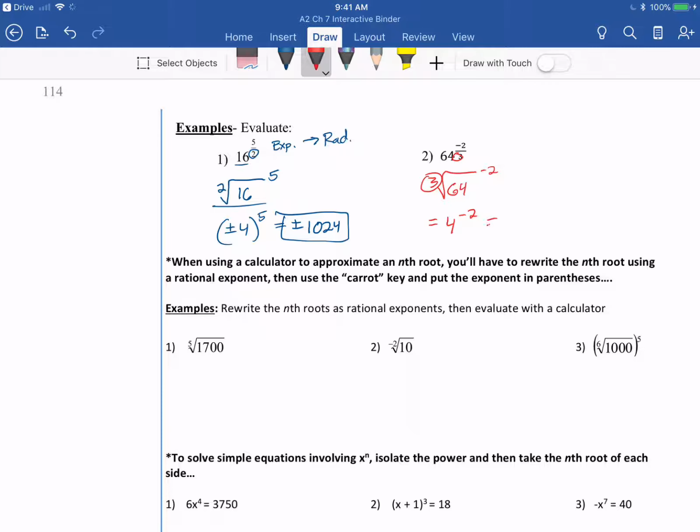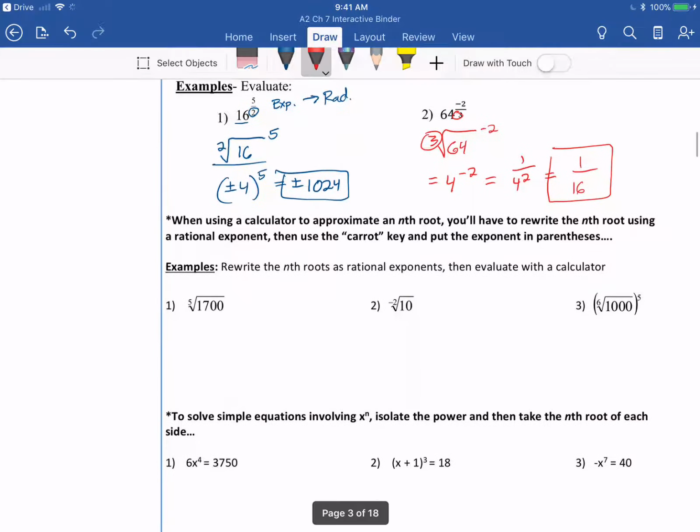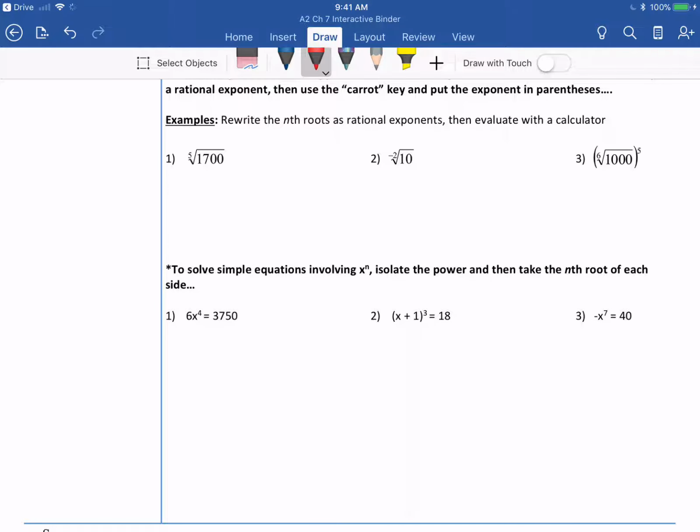So now we talked about this at the end of last semester, I believe, that 4 to the negative 2 power goes to the bottom and becomes positive, so 1 over 4 squared, and 1 over 4 squared is 1 over 16. Alright, so that's what you get for an answer there. Alright, perfect.